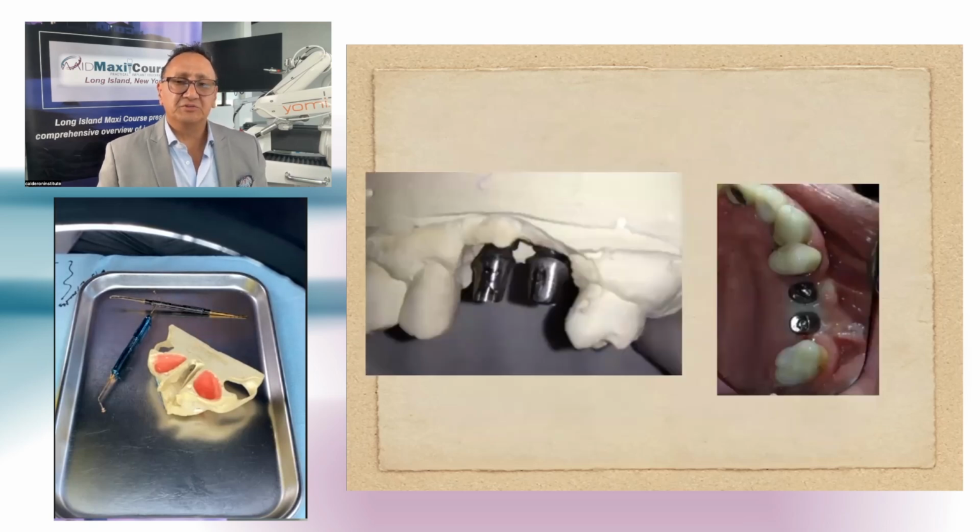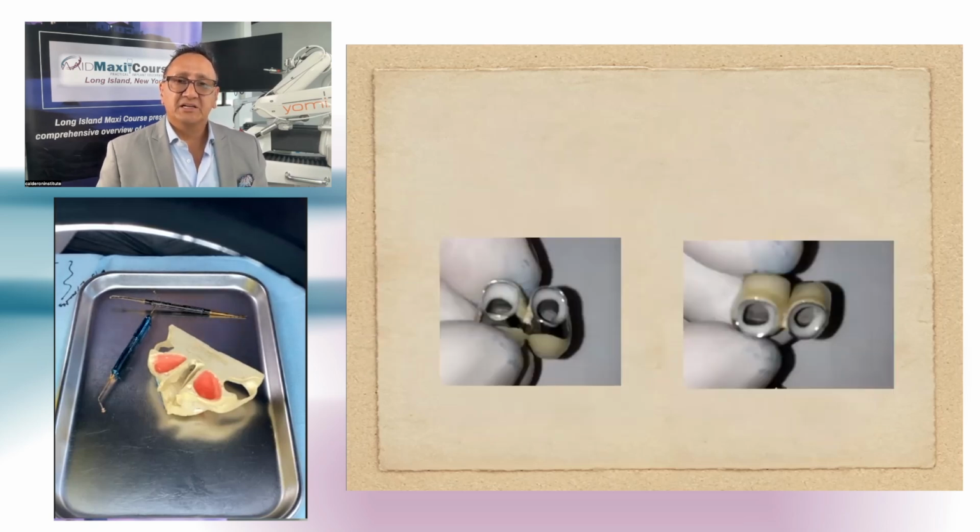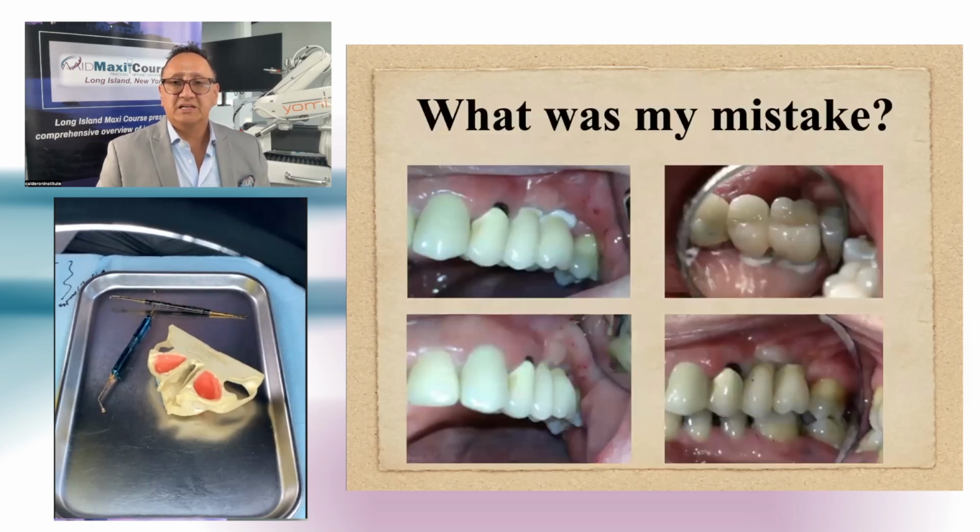This is an older system, so today I would use scan bodies, and this is the way the implants were cemented beforehand. Today I would use zirconia instead of PFMs, and that's the way the implant system looks. What's my mistake here? I could have used pink porcelain.